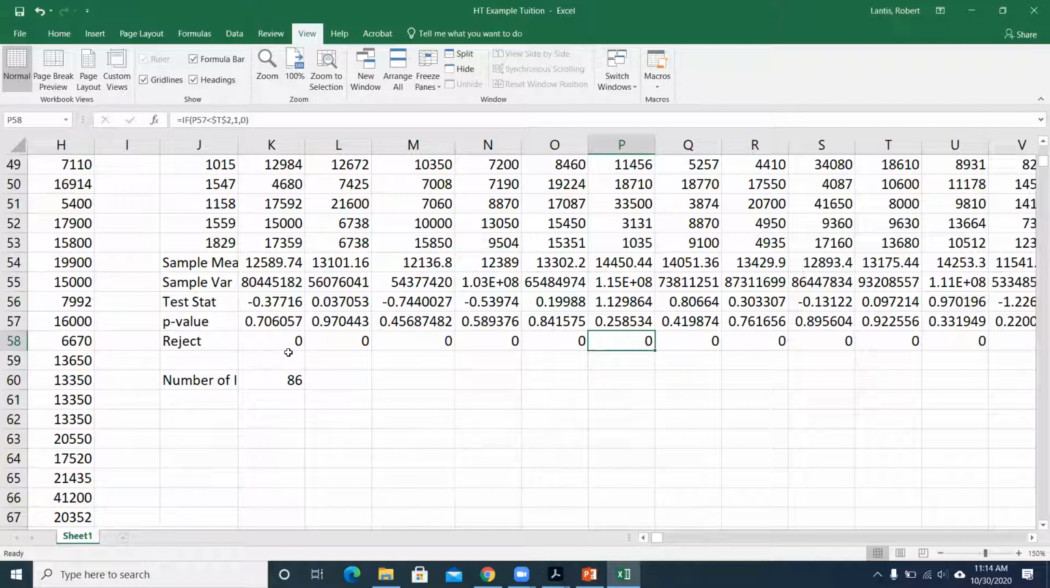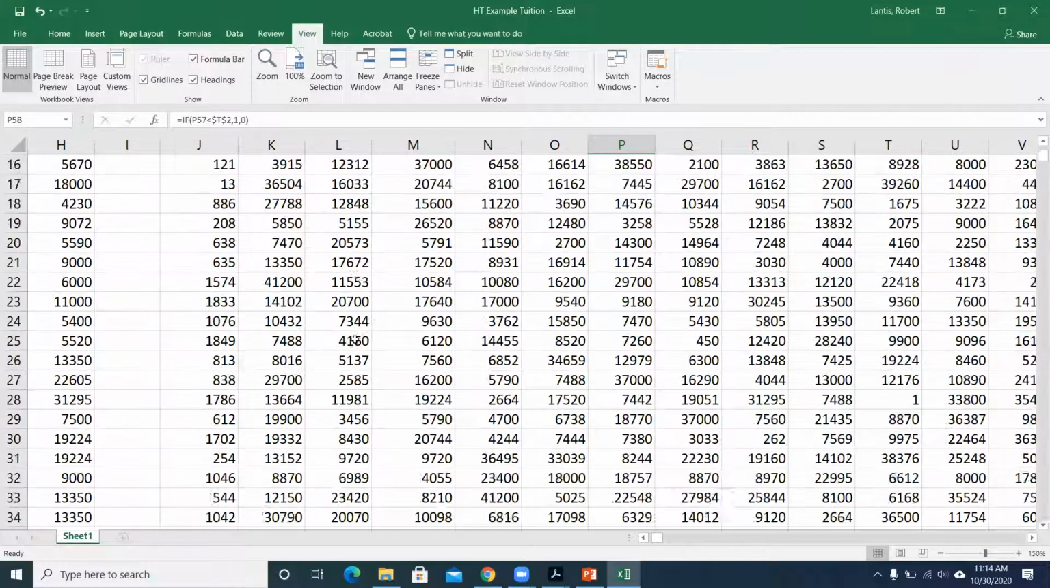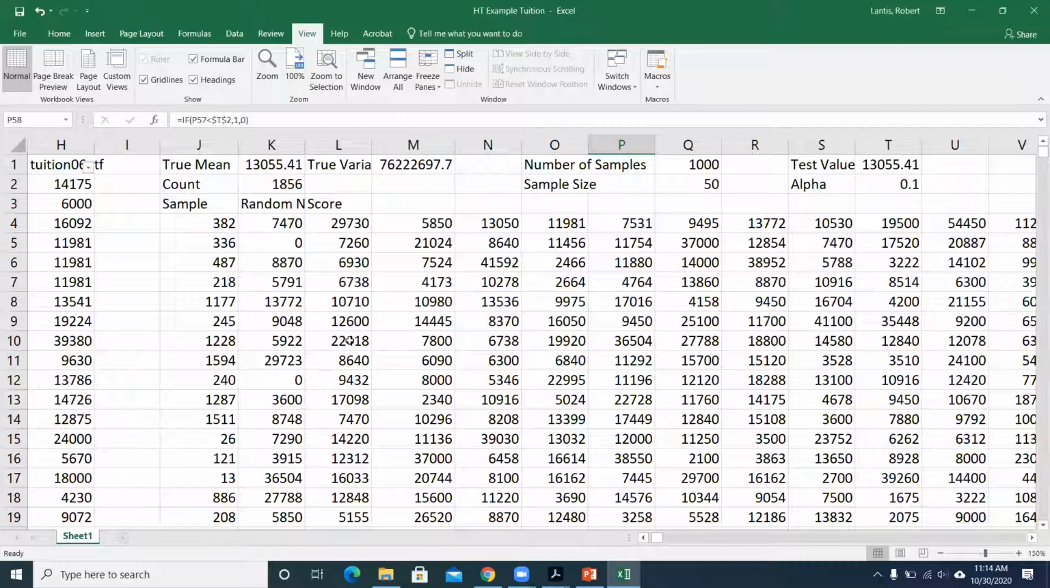And so the zeros mean fail to reject. The more zeros you see, the more you would think that that mean is right. If I'm failing to reject, I'm more likely to think the mean is correct, right? Because I've assumed that that's the true mean. So if I'm failing to reject that assumption, what I'm saying is I can't tell you that that's not the true value.